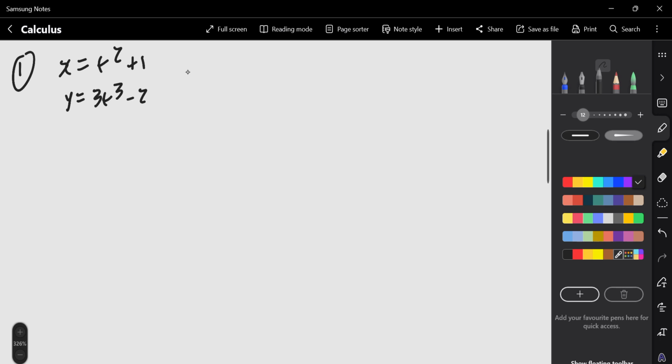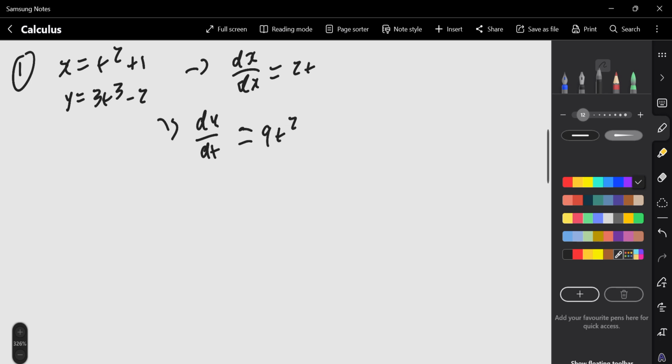Well, if we differentiate here, what are we differentiating with respect to for the first part? dx by dt is what you're going to have. So dx by dt is going to be 2t plus 1. No, it's not. It's just going to be 2t. Now here you have dy by dt, and so we're going to have 9t squared.